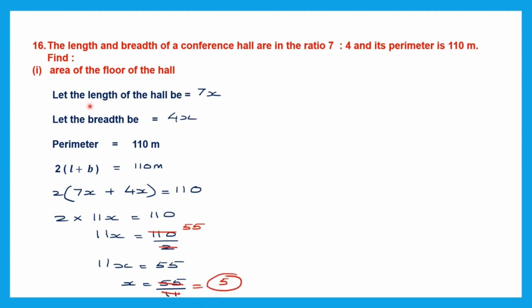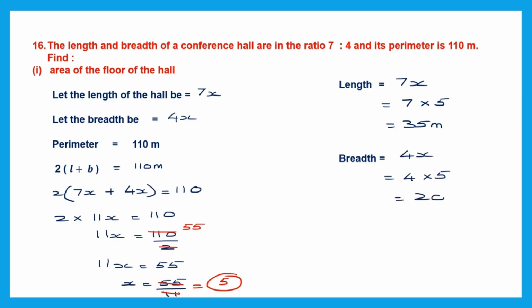Now with the help of that, we can find the length and the breadth. So length is 7x, and we have found the value of x to be 5. So that is 7 into 5, 35. So length is 35 meters. Now the breadth is 4x. That is 4 into 5, because x is 5. 4 5s are 20 meters. So now we have got the length and the breadth.